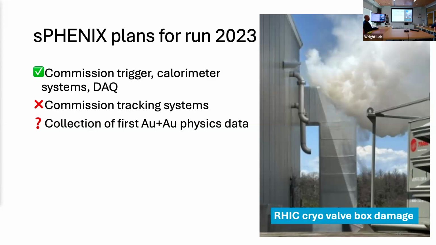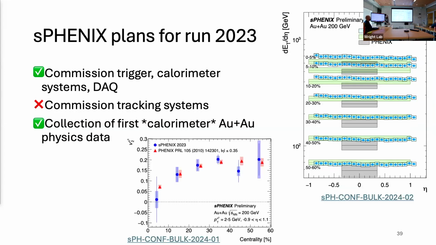But actually it turns out that the commissioning data from the calorimeter wasn't so bad. And so we were able to do a number of standard candle type measurements with the calorimeters to really show that we understand how our calorimeter systems work and we can agree with data from previous measurements. So here is the v2, the flow of the neutral pions, in blue from sPHENIX and in red from the previous PHENIX results. So you can see that these agree pretty well.